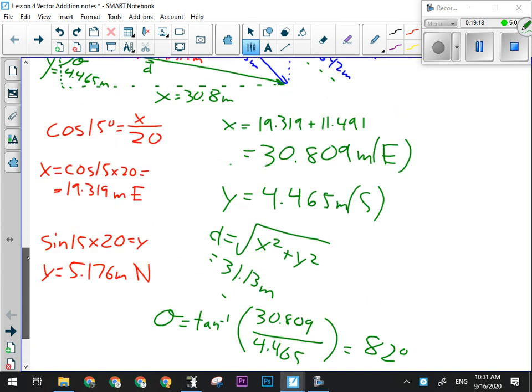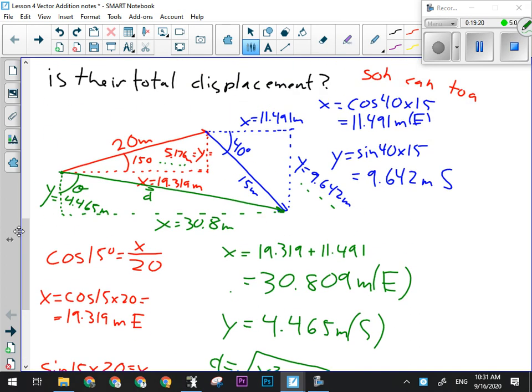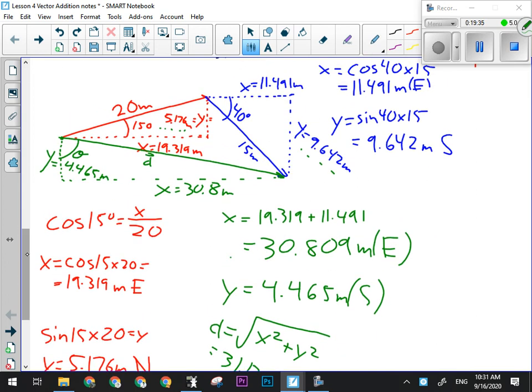Which way is that? Okay, so my angle arc is coming off of south. So it's something of south. Which way am I going from south? East. Okay, so this is going to be 82 degrees east of south. So our final answer to two significant figures is going to be 31 meters at 82 degrees east of south.